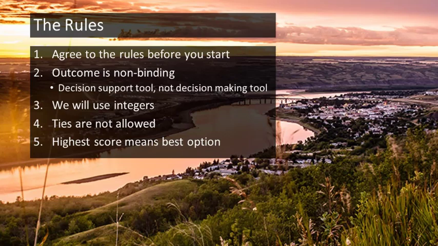Rule number 4 is that ties are not allowed. So when we rank our options, one must be better than the other. We can't say that two are equally as good or bad as each other, and that just helps us differentiate. And then the last rule here is that the highest score means the best option.